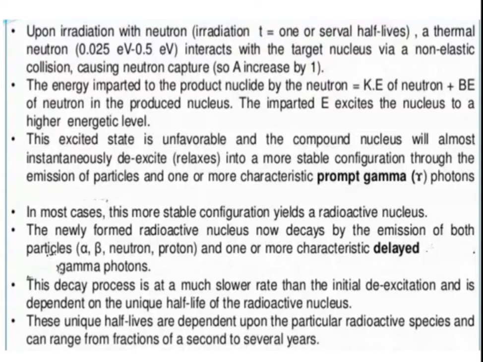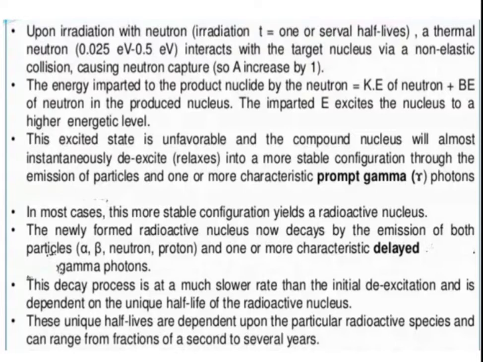So when we bombard the thermal neutron of energy 0.025 electron volt to 0.5 electron volt, that neutron will interact with the target nuclei in a non-elastic collision, and here the neutron will get captured by the target isotope. The energy imparted to the product nuclei by the neutron is equal to the kinetic energy of the neutron plus the binding energy of the neutron in the produced nucleus. And the imparted energy excites the nucleus to a higher energetic level. So the nuclei with the higher energy is there.